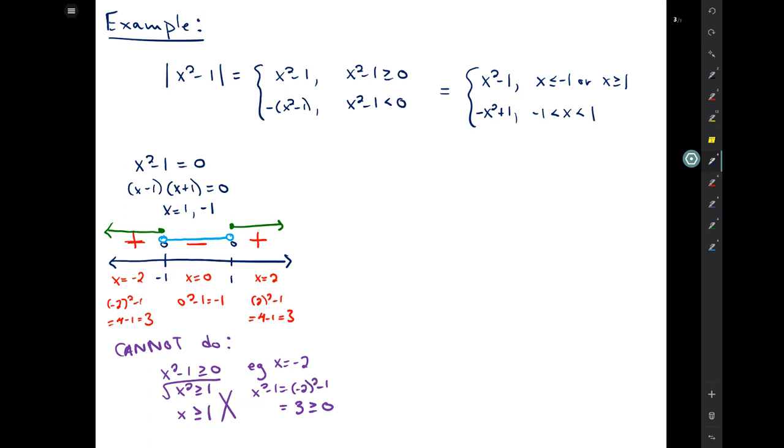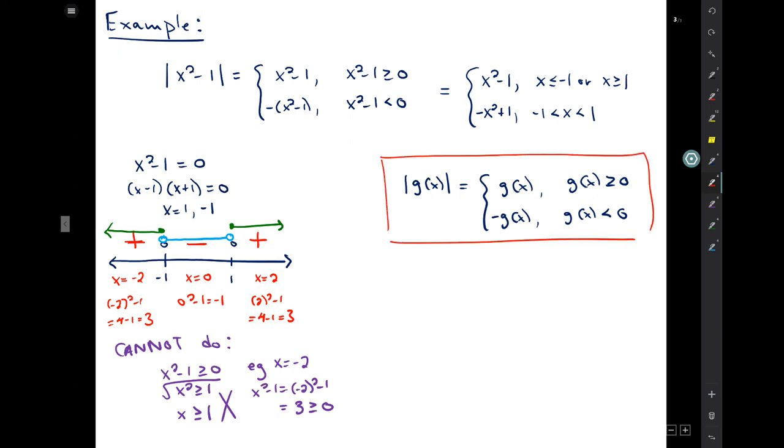Okay, so these are examples of simplifying the absolute value of a function. Again, what it boils down to is, using the definition, the absolute value of a function g of x, you don't do anything to it whenever g of x is positive or 0, and you have to multiply by negative 1 whenever your function is less than 0. That is the definition, and that is how you take the absolute value of a function.